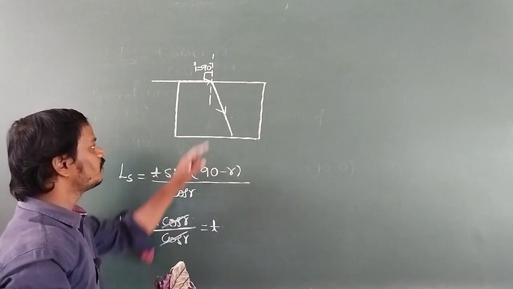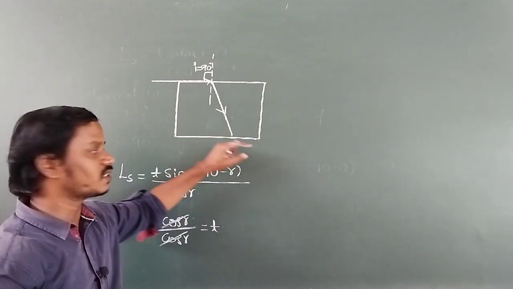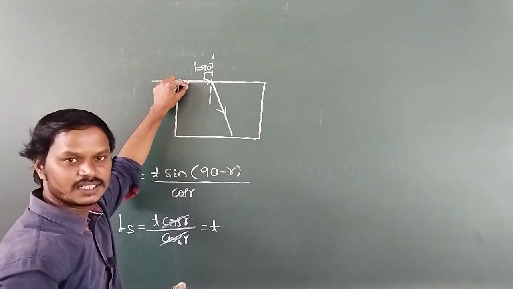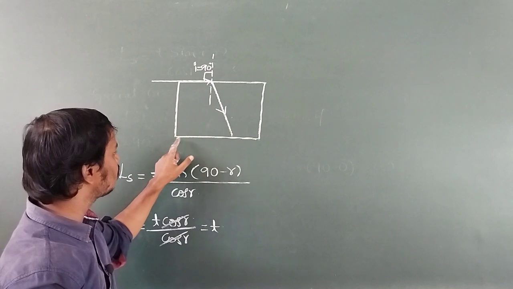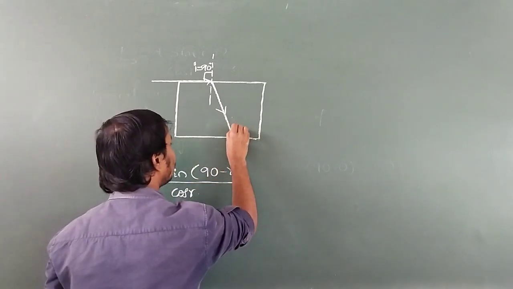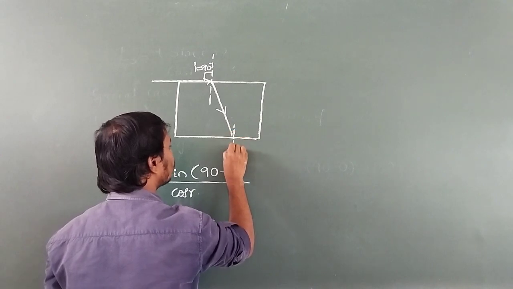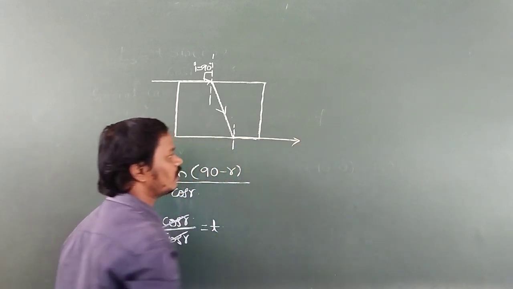Then this refracted ray is the incident ray for the second refracting surface. It is the first refracting surface and it is the second refracting surface. Now again at the point of incidence I will draw the normal. Then here the emergent ray grazes along the surface.